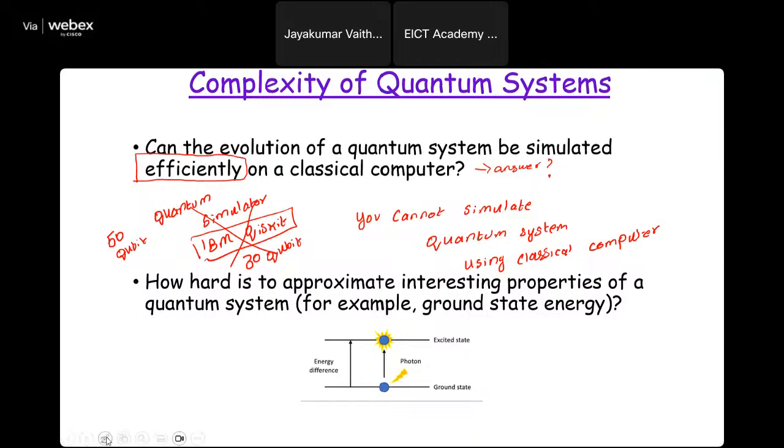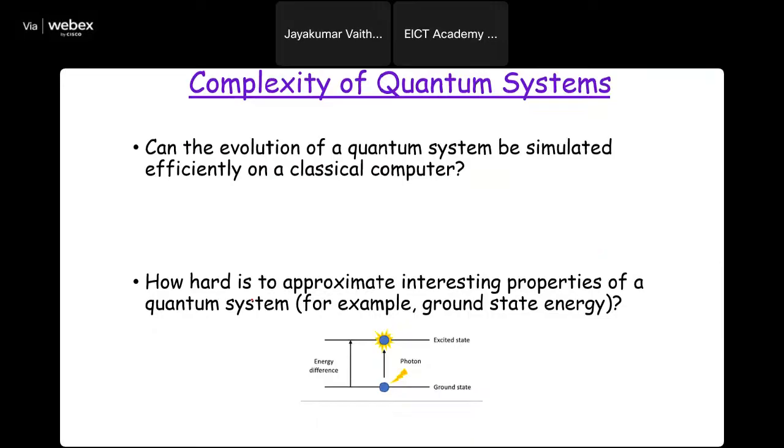Now the second question. How hard is it to approximate interesting properties of a quantum system, for example the ground state? This is also very, very limited. For a single particle, it could be easy. For multiple particles, for a molecule, for a chemical reaction, it becomes difficult.